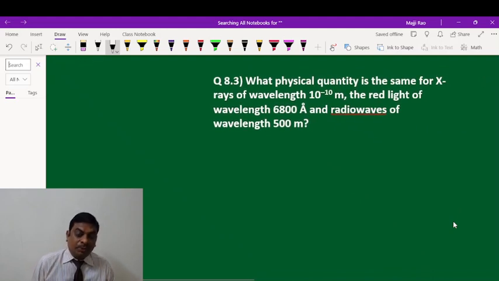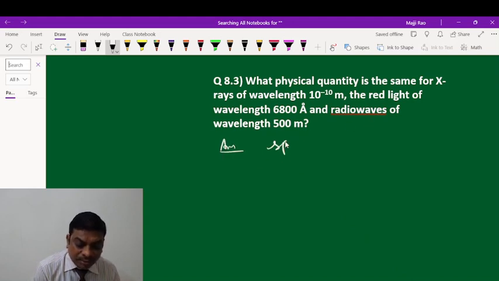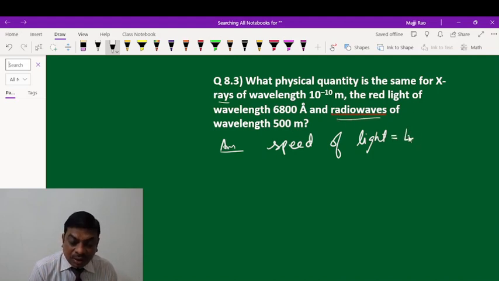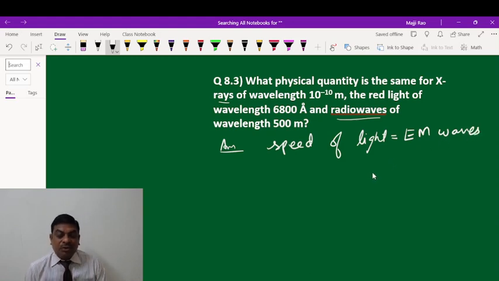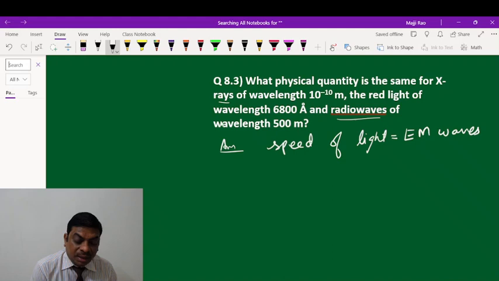So question number 8.3, you can see, students: what physical quantity is the same for X-rays of wavelength this much, red light of wavelength this much, and radio waves? So the answer is speed. Okay, students, the speed of light is the same as the speed of X-rays or the speed of radio waves, etc. Because basically all are electromagnetic waves, and the speed of an electromagnetic wave will depend only on the medium. Assuming that all these waves travel in vacuum, their speed would be around 3 into 10 power 8 meters per second. Is that clear, students?